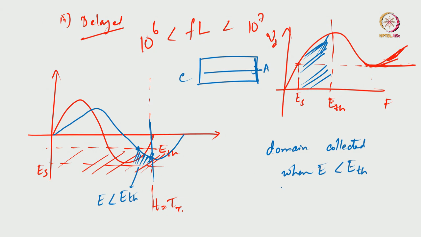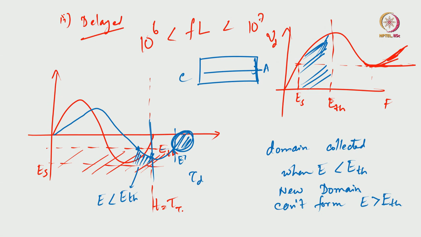So a new domain cannot form until the field again becomes more than E threshold. The field has to again cross this E threshold, and only at this point can the domain form again. So the period of oscillation here is greater than the transit time, which means your frequency is lower. This is your delayed mode of oscillation in the Gunn.